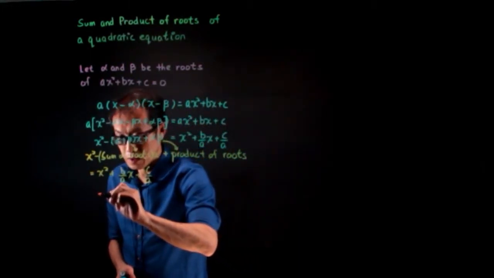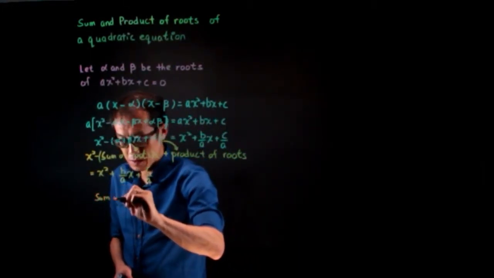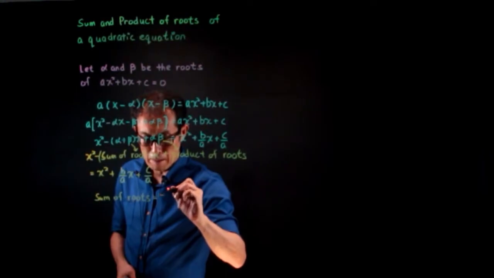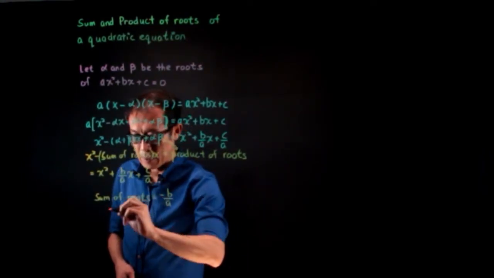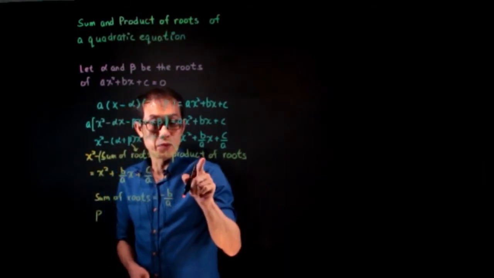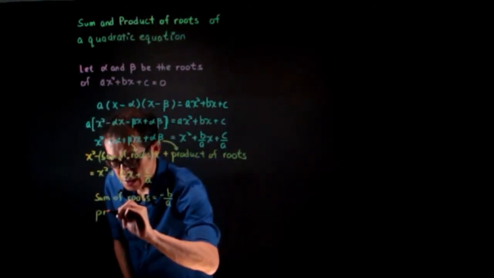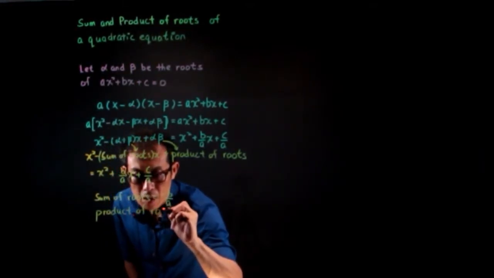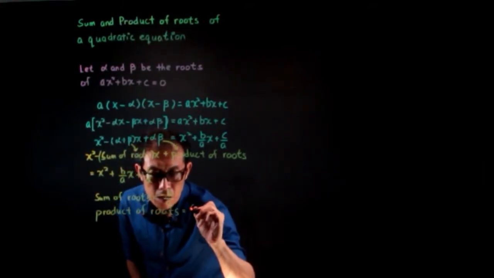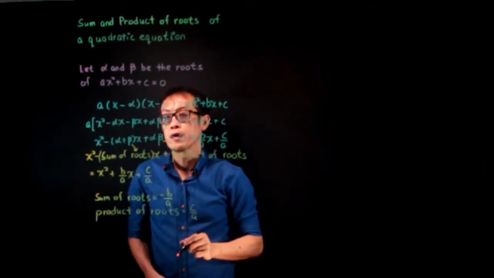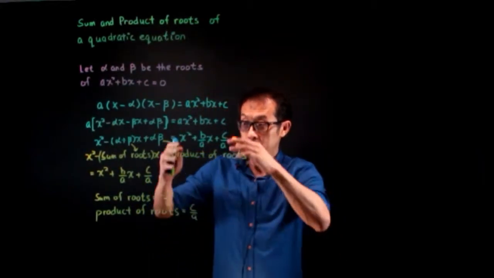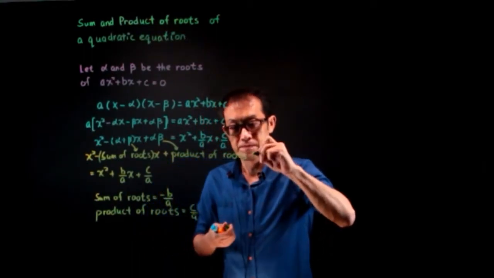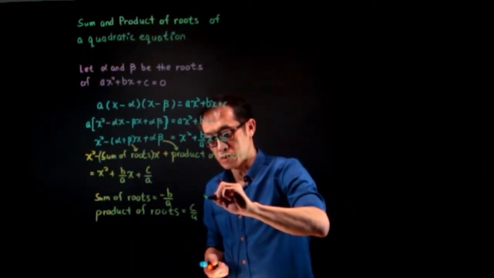So the sum of roots will be equal to minus b over a. Now what is the product of roots? This is the product of roots. Product of roots is c over a. What is important over here is this thing here and these two things.